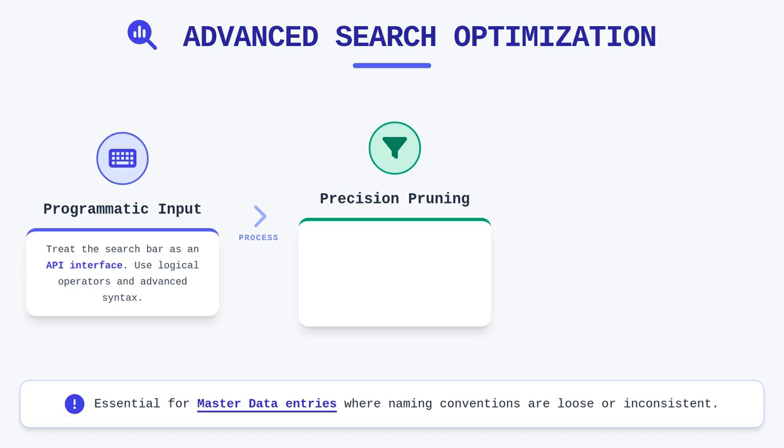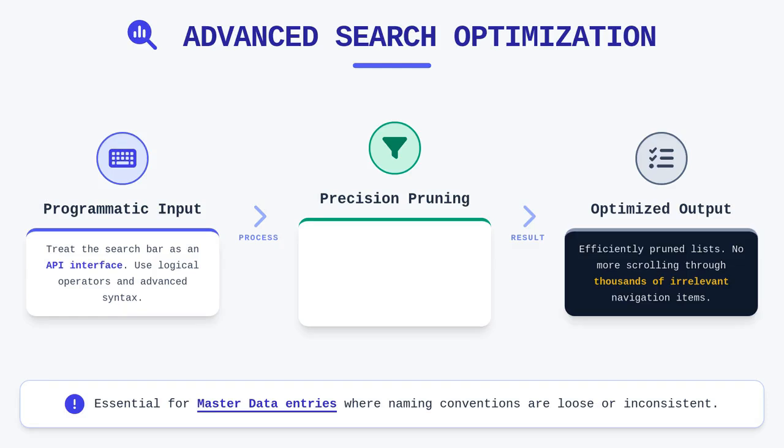You should treat the search bar as a programmatic interface. The more specific you are with your syntax, the more efficiently the system prunes the non-relevant results from the final output list. This is particularly relevant when navigating complex multi-module setups where the search scope is broad enough to return thousands of potentially irrelevant navigation items unless you constrain the search by entity type.